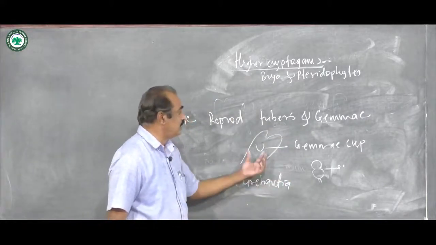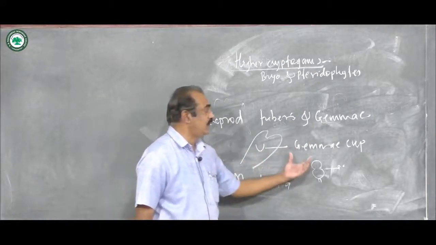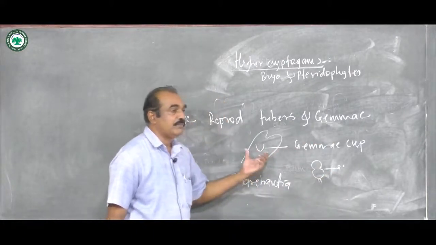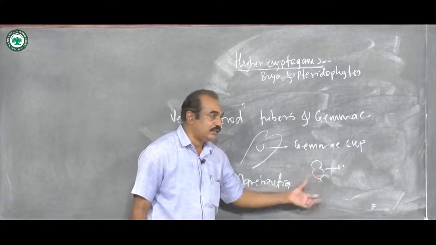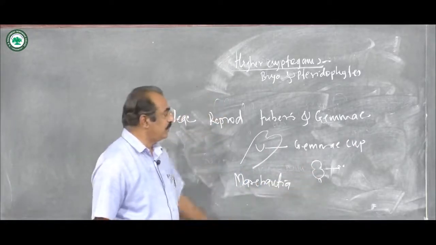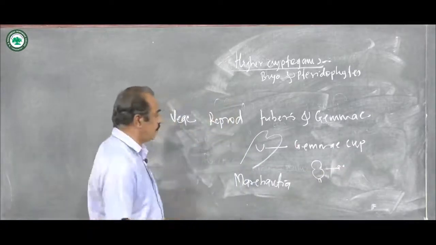They are developed on the thallus of the Marchantia. They are cup-shaped, so they are called the gemma cup. And in the gemma cup, there are a number of dumbbell-shaped structures. They are called the gemmae. And gemmae can develop into a new thallus, for example, in Marchantia.